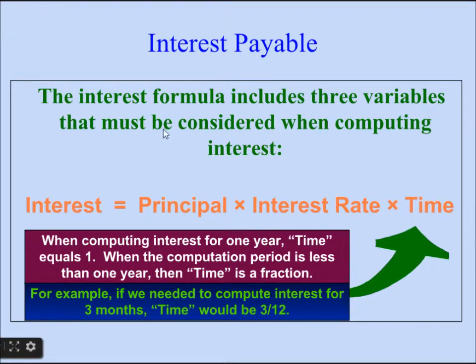The interest formula includes three variables that must be considered when computing interest. The formula used is interest equals principal multiplied by interest rate multiplied by time. When computing interest for 1 year, time equals 1. When the computation period is less than 1 year, then time is a fraction. For example, if we needed to compute interest for 3 months, time would be 3 divided by 12. 3 is the number of months for which we have to compute the interest, and 12 is the total number of months in a year. So the fraction will be 3 divided by 12, which we will use in place of time, and principal and interest rate would be given.